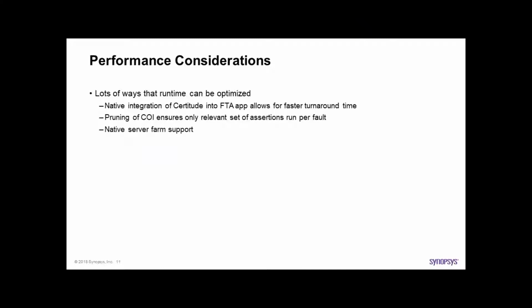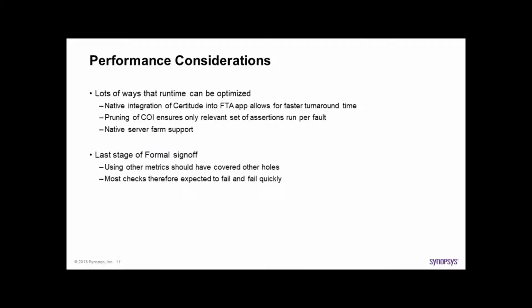So rather than running these assertions that I know it won't affect the result of, because I perform my structural cone of influence analysis under the hood, I can hugely reduce the number of assertions that I actually need to run for any given fault. We can also then use native server farm support to throw all this out onto an LSF. So then you can have all of these faults which have been instrumented being run with a very minimal set of assertions, and you get a much faster turnaround time than you would have if you'd done this any other way.